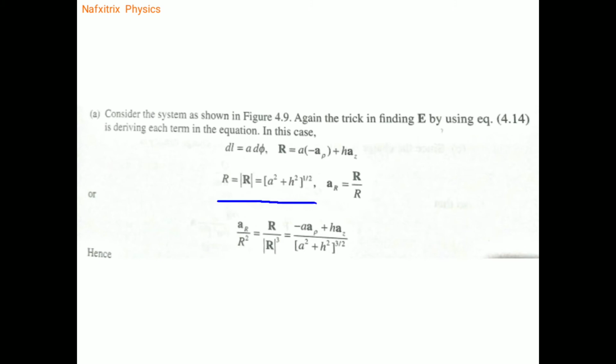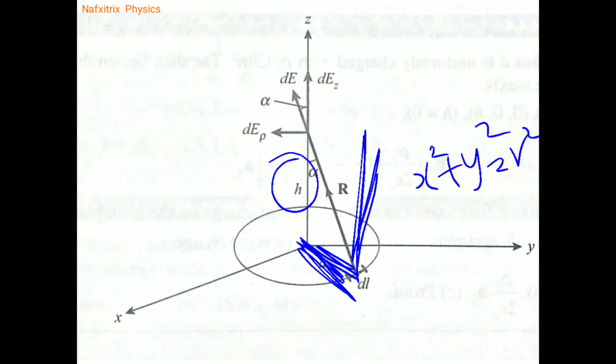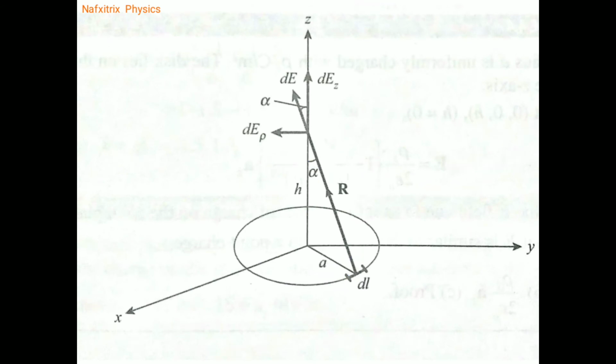So that is about the components. This we need to understand first of all, these two. That is how we have got it. And next, the magnitude of r is nothing but the square root of a square plus h square. So this is r.